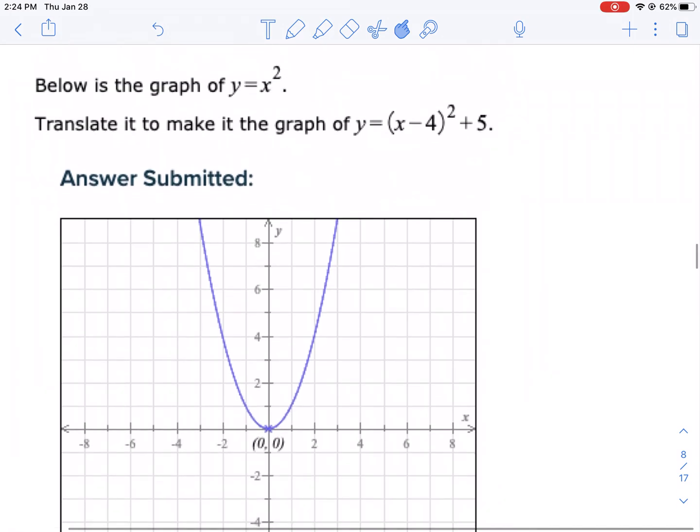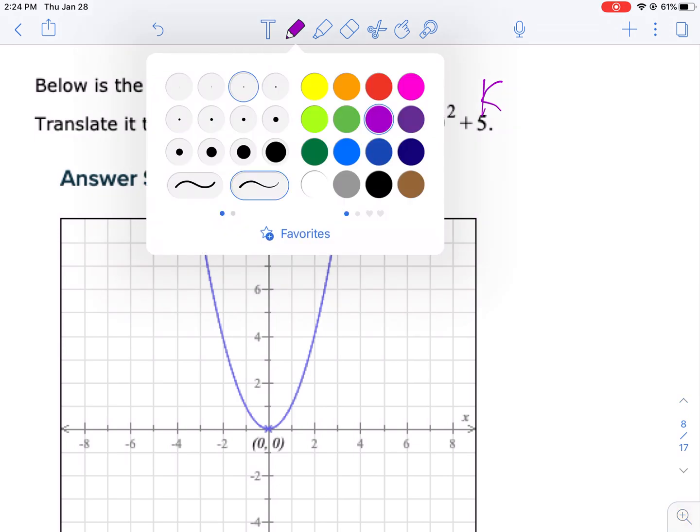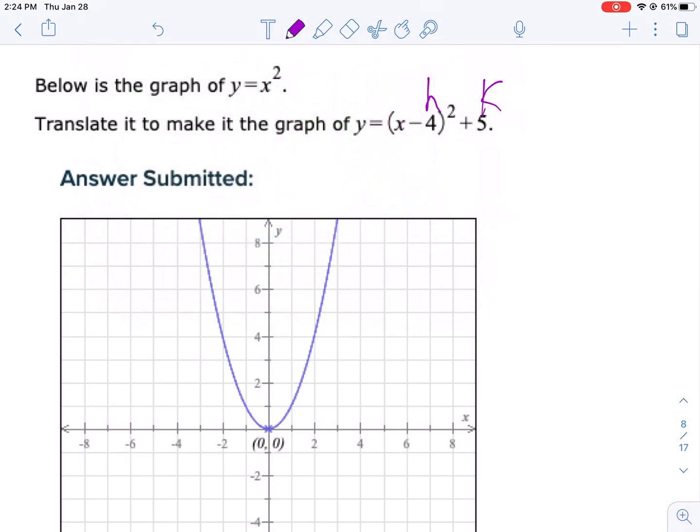Okay, so we're going to translate this graph. There's just two steps. h is 4, so we're going to translate it to the right 4. k is 5, so I'm going to translate it up 5. So we're going to take my vertex and drag that over 4 and up 5. There's my new vertex. And then there's your problem.